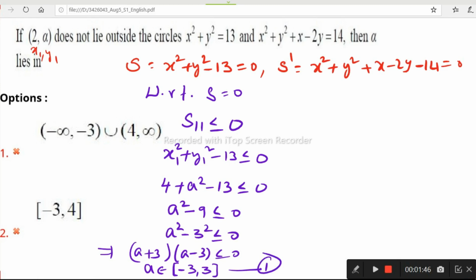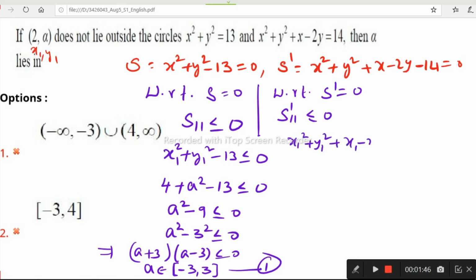Now we can concentrate on the other circle. With respect to S dash equals 0, the same condition can be used, that is S dash 11 is less than or equal to 0. In place of x and y we take x1 and y1, that is x1 square plus y1 square plus x1 minus 2y1 minus 14 is less than or equal to 0. The point is (2, a), so I am substituting it here.